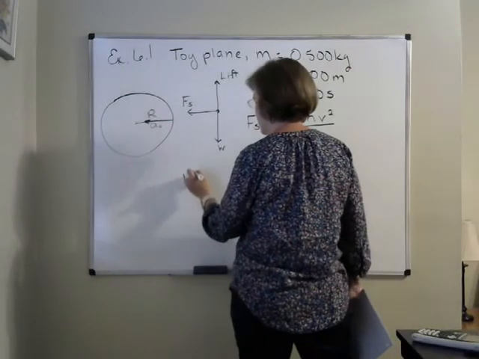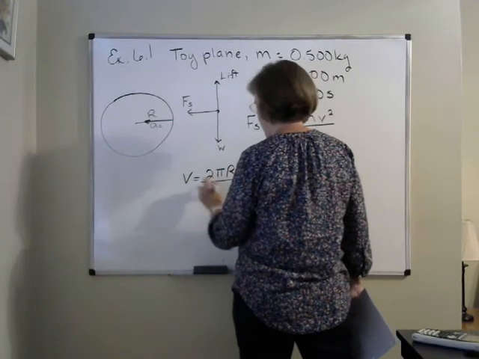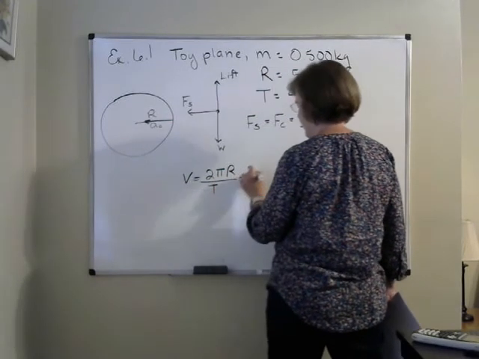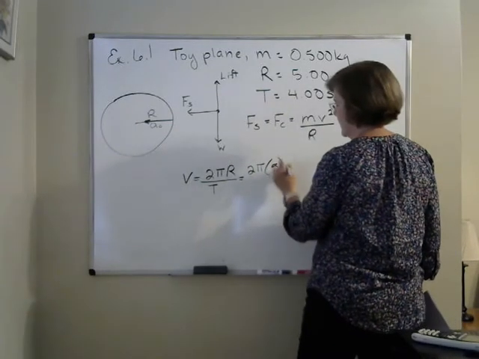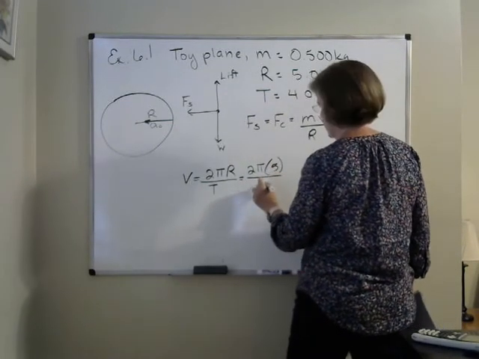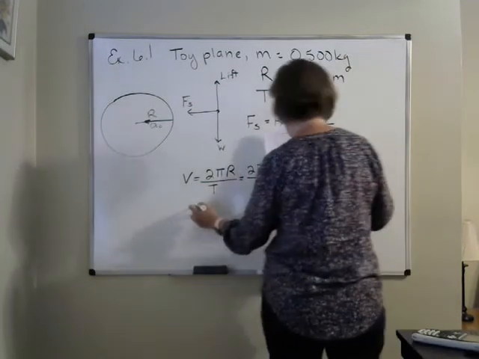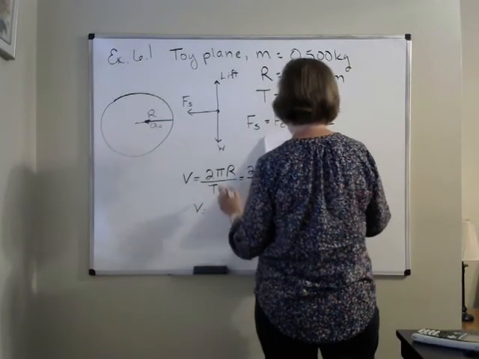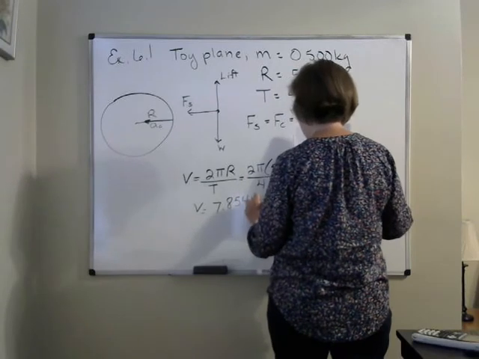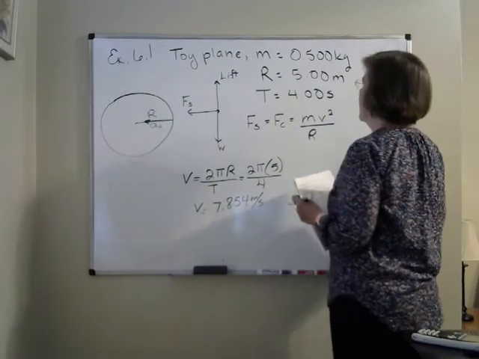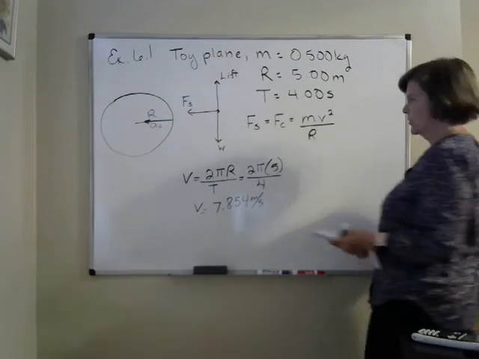The speed is the circumference divided by the period. The radius is 5, the period is 4 seconds. I put that in my calculator and I find out that it's traveling at about 7.854 meters per second. Again, the problem has three significant digits, so I'm going to keep an extra one. I don't want to round too early.